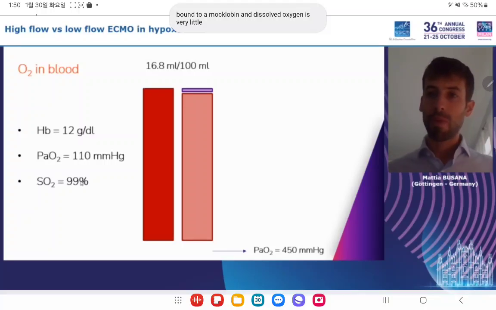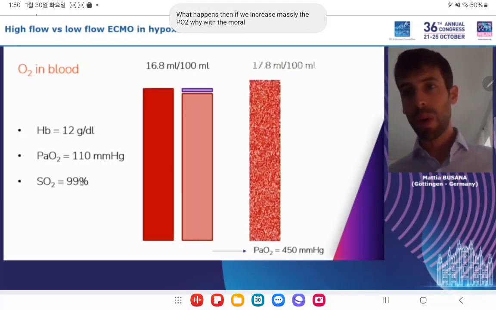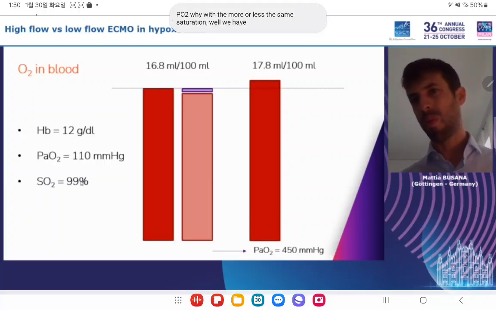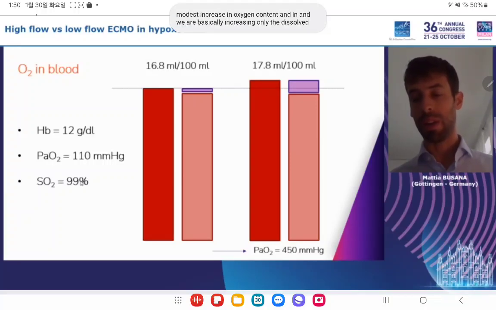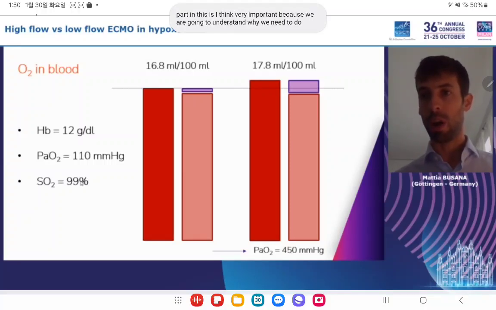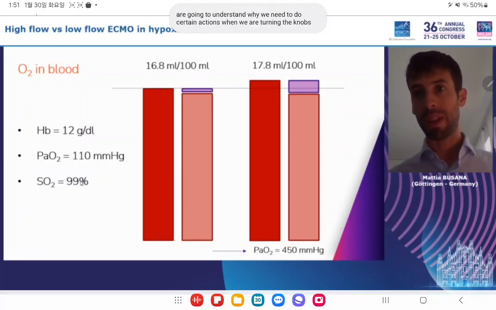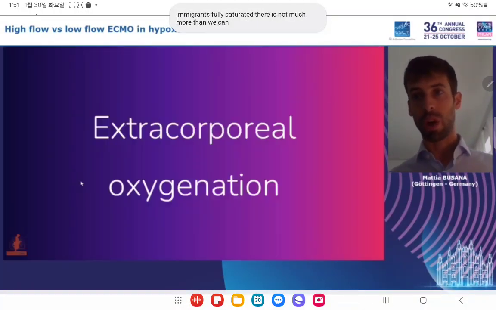What happens then if we increase massively the PO2 with more or less the same saturation? Well, we have a quite modest increase in oxygen content, and we are basically increasing only the dissolved part. This is, I think, very important, because we are going to understand why we need to do certain actions when we are turning the knobs on the ECMO. When the hemoglobin is fully saturated, there is not much more that we can do to increase the oxygen content, right?